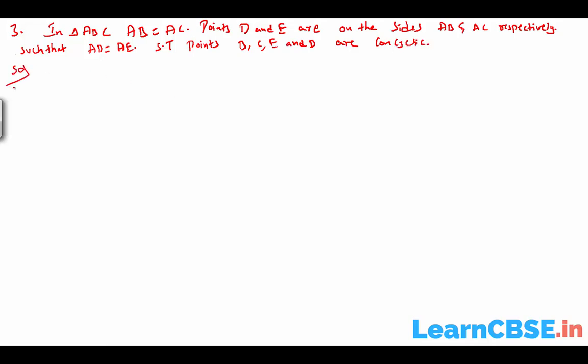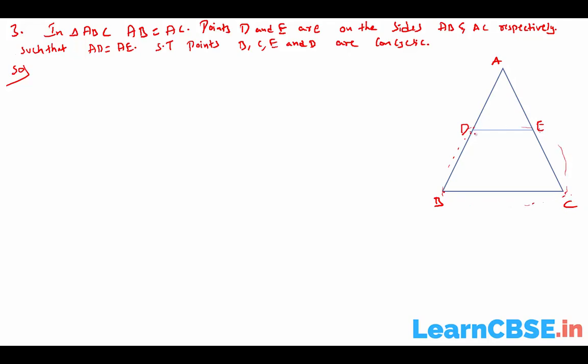Solution. I get the figure. A, B, C, and D and E are points on AB and AC respectively. That means we have to show that B, C, E, D are concyclic. That means if we draw a circle, these four points should be on the same circle. That means this should be a cyclic quadrilateral. So here we have to prove that BCED is a cyclic quadrilateral.